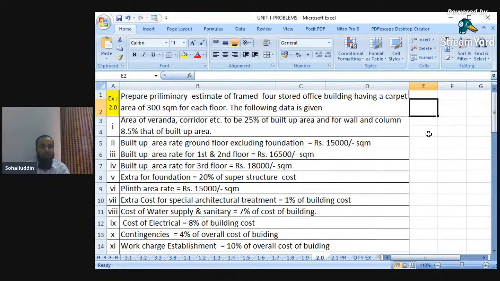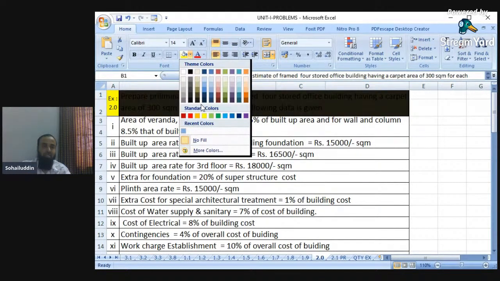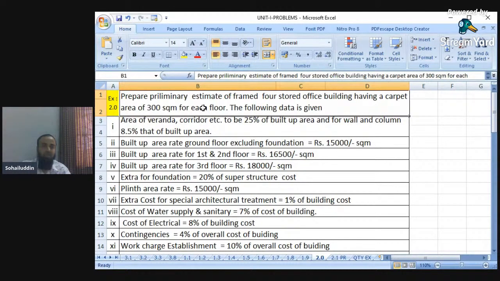Next is a preliminary estimate of a framed 4-storied office building having a carpet area of 300 square meters on each floor. In the last problem we saw the carpet area as the overall building, the addition of all 4 floors. But in this problem, carpet area has been mentioned for each floor. This word is most important. Each word is most important.